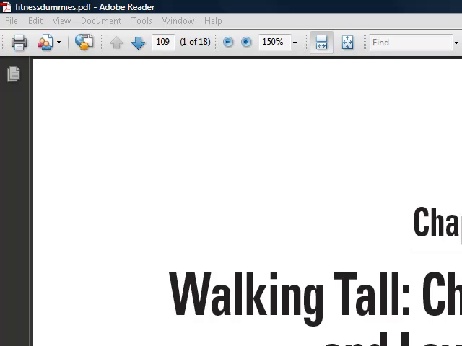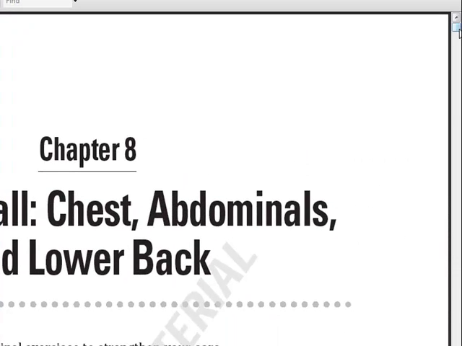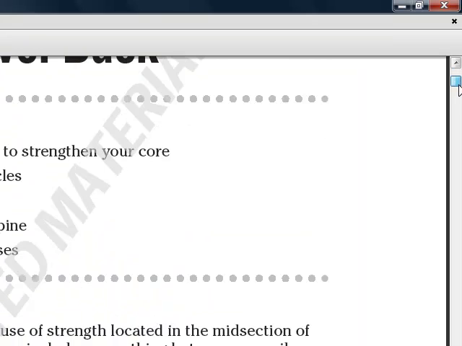So let me walk you through a few examples from this chapter that's open on the screen in front of you. It's called Fitness for Dummies, Walking Tall, Chest, Abdominals, and Lower Back. So we'll begin with content. Now, content, what you're looking at is the stuff of the piece of writing. So anything that delivers information or support.